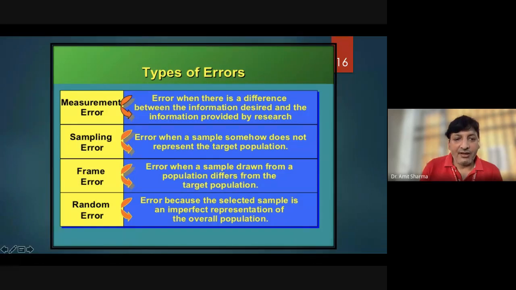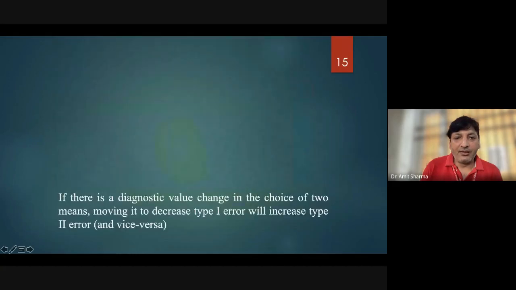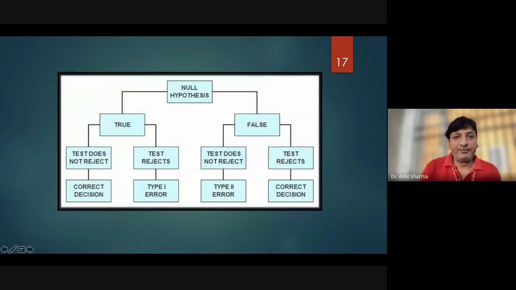And we have a random error in random sampling. I have already discussed with you that it occurs when the selected sample is an imperfect representation of the overall population. That means whatever 100 participants you choose to enroll in your study, they are not going to represent the actual situation. That time we call it a random type of error.